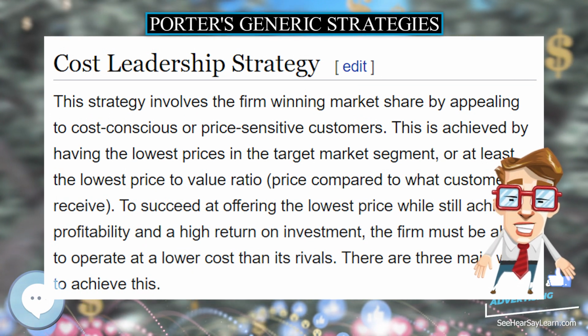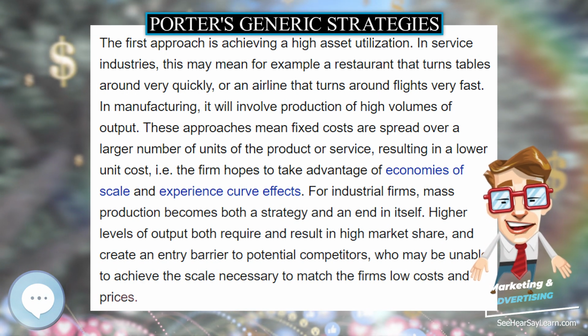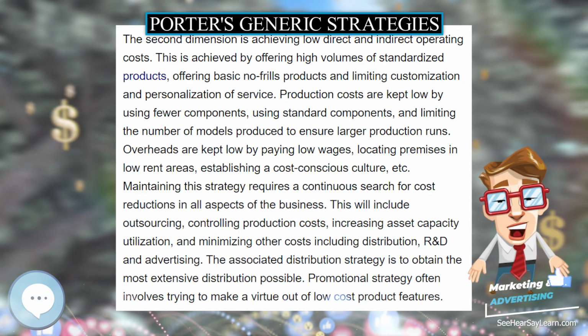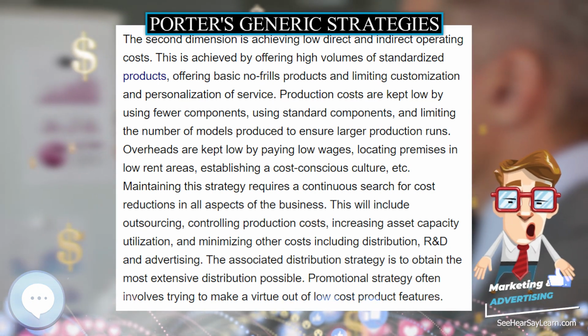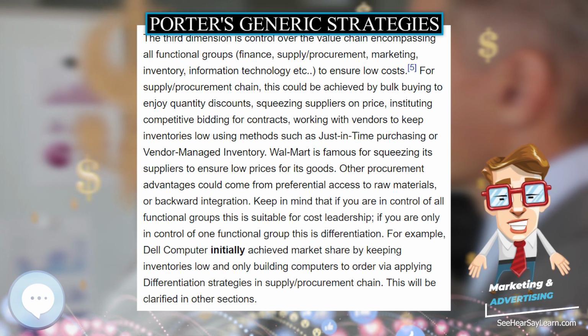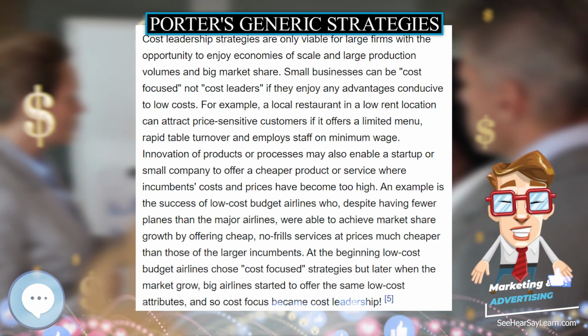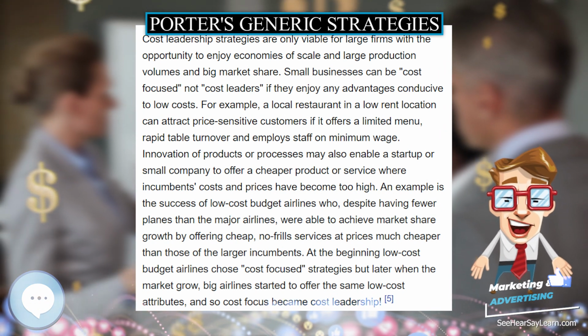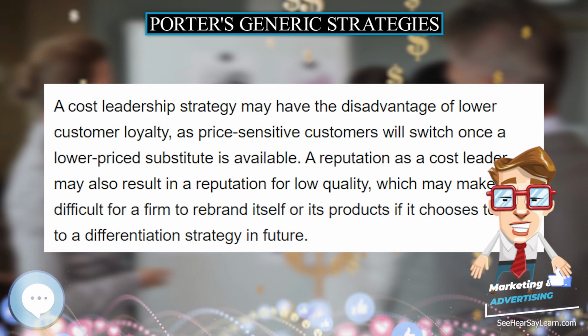Keep in mind that if you are in control of all functional groups, this is suitable for cost leadership. If you are only in control of one functional group, this is differentiation. For example, Dell Computer initially achieved market share by keeping inventories low and only building computers to order, via applying differentiation strategies in the supply/procurement chain. This will be clarified in other sections.